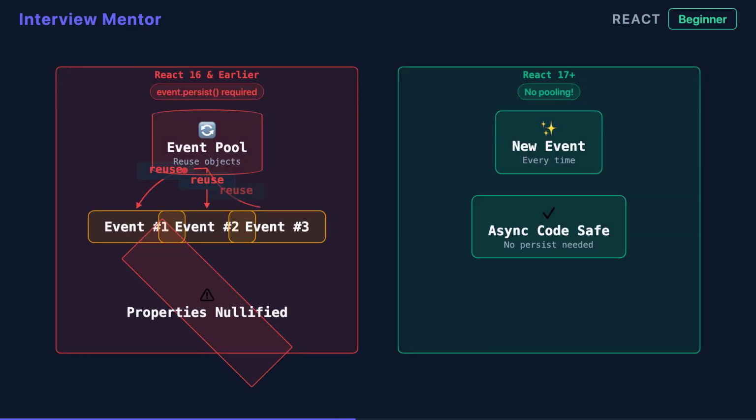In React 16 and earlier, synthetic events were pooled for performance. React would reuse the same event object for multiple events, nullifying properties after your handler ran. That's why you needed event.persist to keep it around. Good news. React 17 removed event pooling entirely. Modern React doesn't reuse events, so you can use them in async code without calling persist.